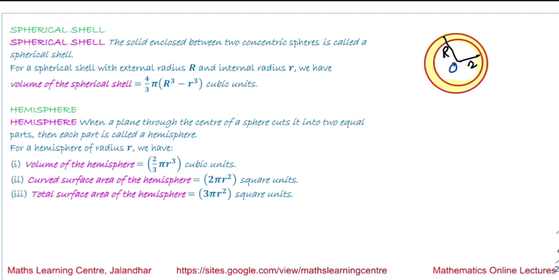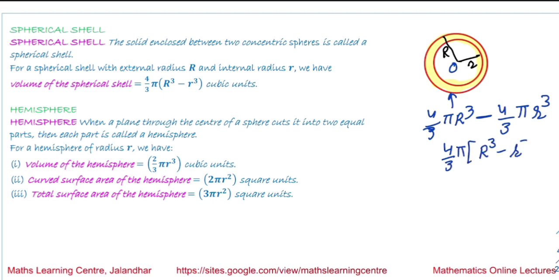The volume of the outer sphere will be 4 by 3 pi capital R cube, and the volume of the inner sphere will be 4 by 3 pi small r cube. So when we solve this, we get 4 by 3 pi into capital R cube minus small r cube. This is the volume of the spherical shell.